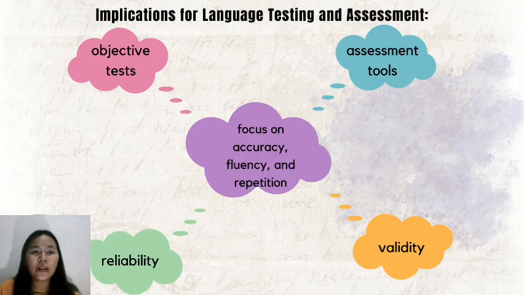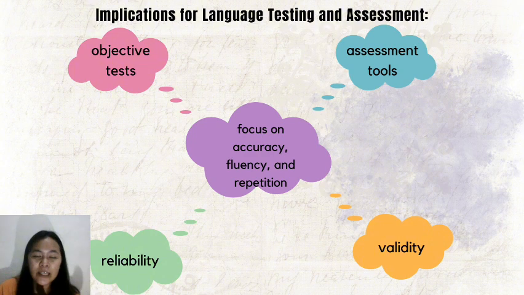So moving on, we'll have the implications of behaviorism for language testing and assessment. First, the one on the center. Assessment based on behaviorism would focus more on accuracy, fluency, and the repetition of correct language forms. Because of the focus on behaviorism, they focus on repetition and correct forms, which can sometimes neglect the communicative aspect of language, meaning that tests may not fully assess how well learners can use language in dynamic real world interactions.